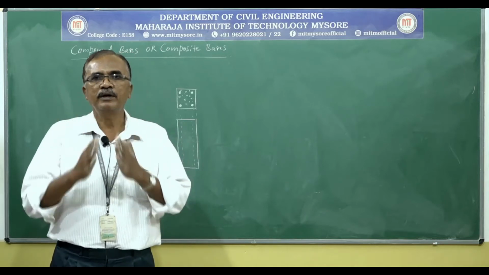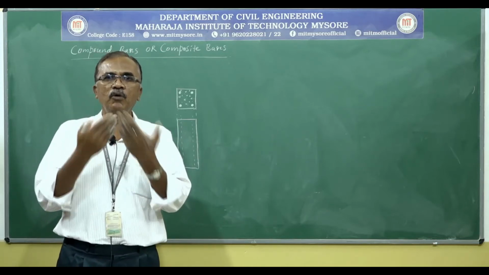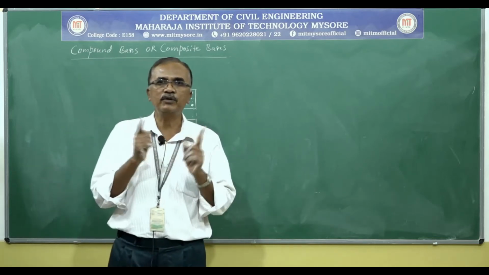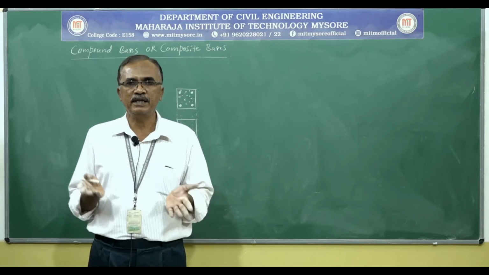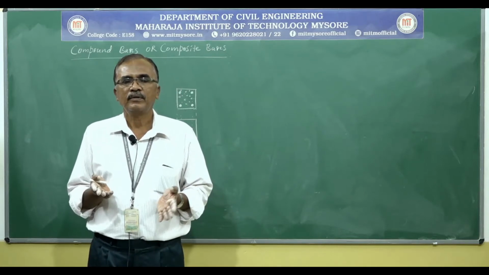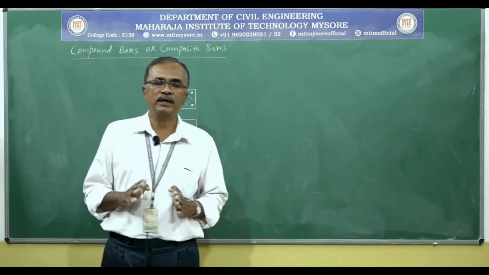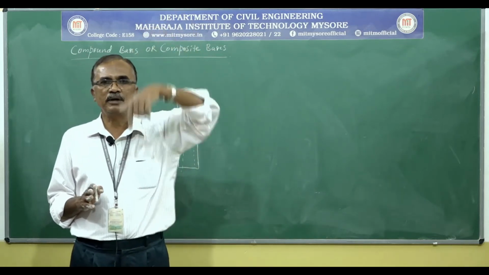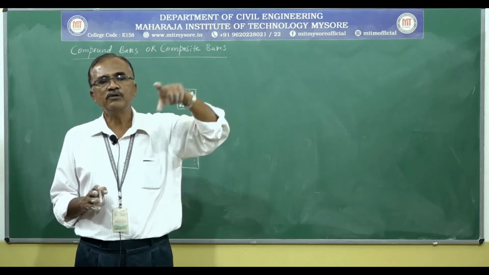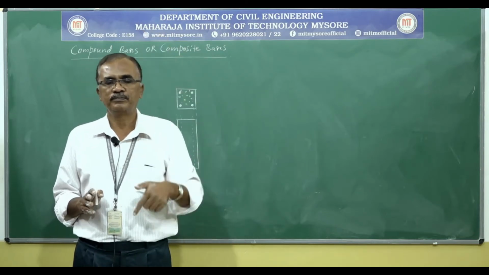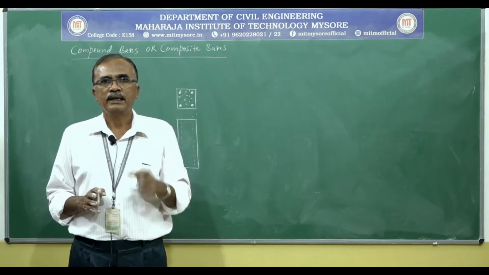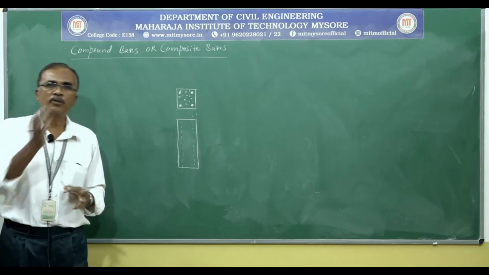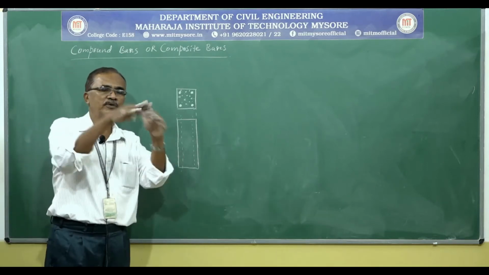A composite member is one which is made up of two or more materials. The materials are held firmly together so that they cannot be separated easily. When materials are held together firmly, the load coming on the composite bar or composite member will be received by the member as a whole, and the load carrying capacity of the member depends upon the Young's modulus of the material present in the composite bar.